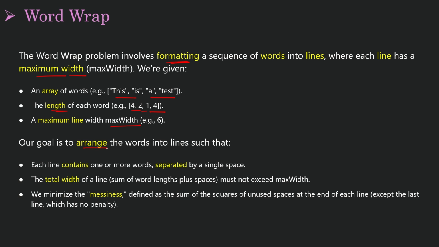Our goal is to arrange the words into lines such that each line contains one or more words, separated by a single space. The total width of a line, sum of word lengths plus spaces, must not exceed max width. We minimize the messiness, defined as the sum of the squares of unused spaces at the end of each line, except the last line, which has no penalty.